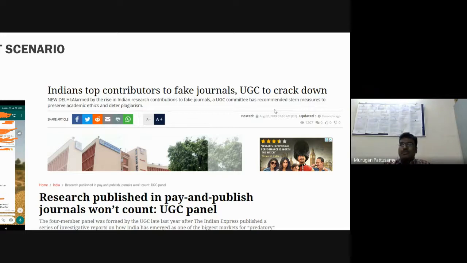Then I asked them, how do you compute the global impact factor? They said, we have a formula to compute it. Okay, you please tell us the formula. How do you compute this global impact factor? And what is your total paper citations and so on? They don't have any answer. Then again, I asked them, how do you trace the citations of your papers? They don't have any answers.